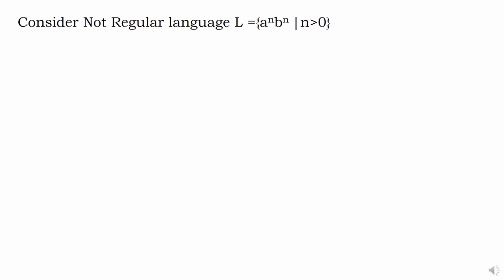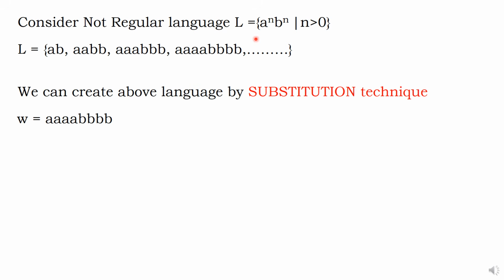I will just give a simple example of how to discuss context-free language. Let us consider a not regular language and we are going to discuss its grammar also. That is A power n, B power n. How many A's, that many B's. So we are going to create the above language by some substitution technique. I have taken one example from the language. Let us take one string, with as many A's as B's.